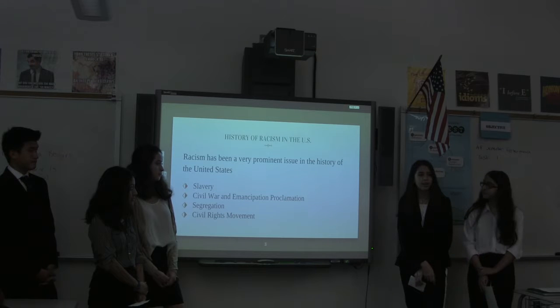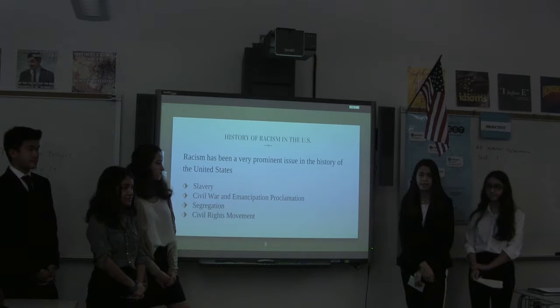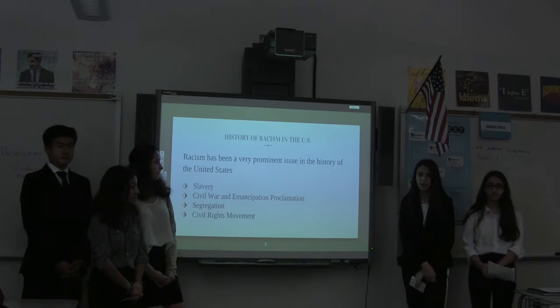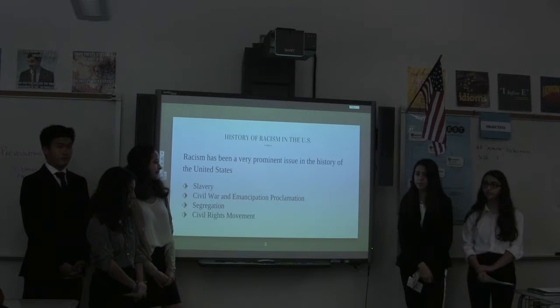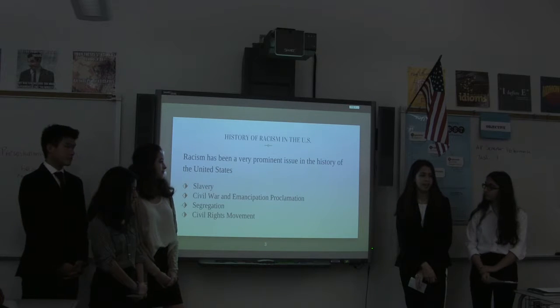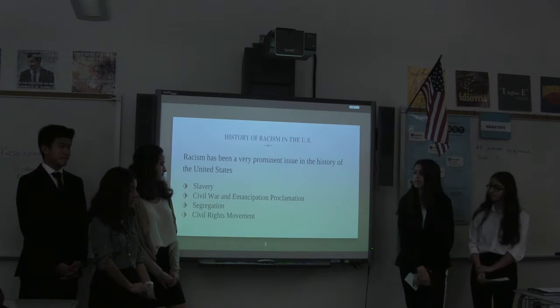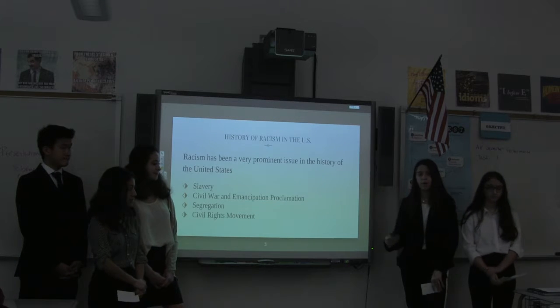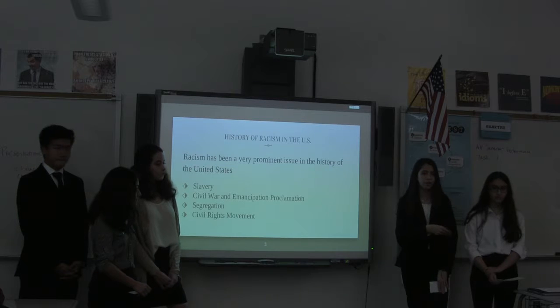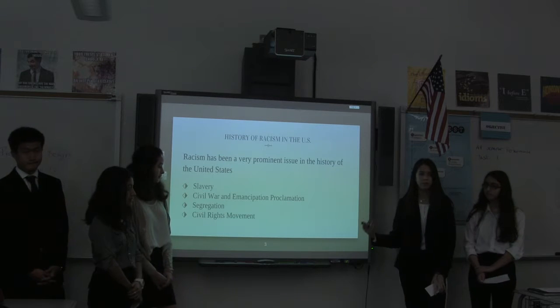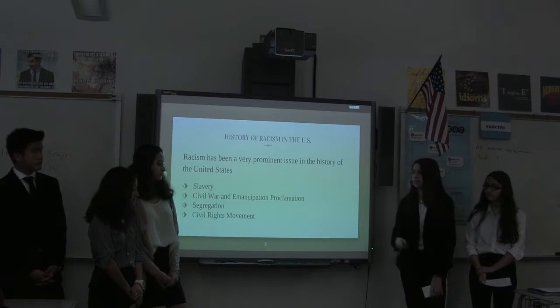At the end of the Civil War, Abraham Lincoln issued the Emancipation Proclamation, declaring all slaves in the rebellious states free. But racism did not end with slavery, and a new issue, segregation, was formed. Segregation meant public places were either for whites or for people of color, so restaurants, schools, and businesses were segregated.